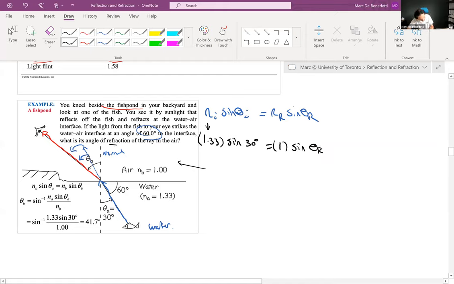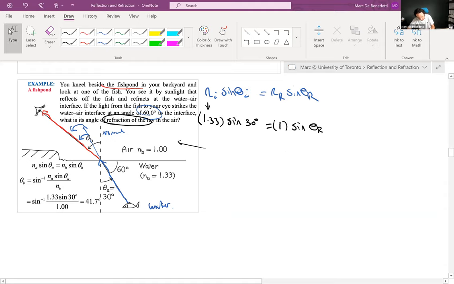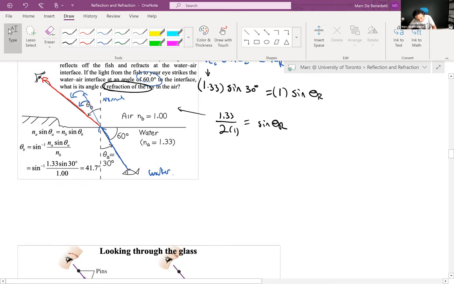I think the question is wanting us to calculate the refracted angle. So going through here, the sine of 30 is a half. So this is going to be 1.33/2, divided by 1, equals sine theta refracted. And then we say theta refracted is going to be the arc sine of 1.33/2. Now, hopefully you know what arc sine is.